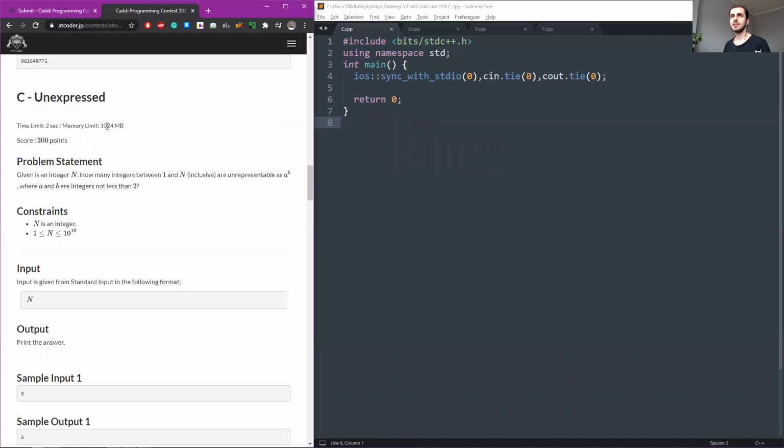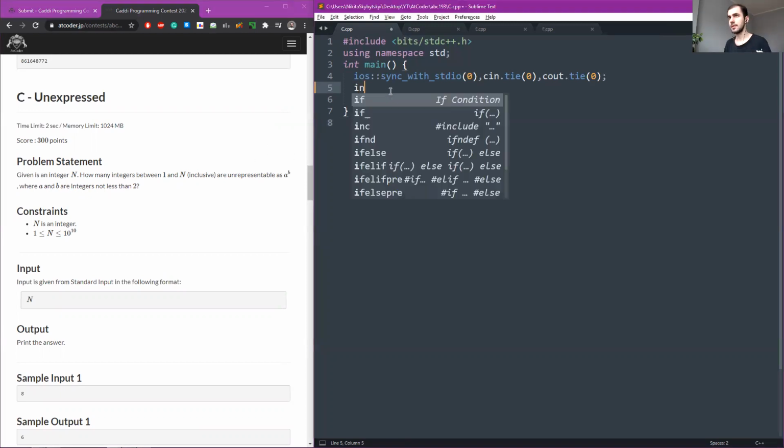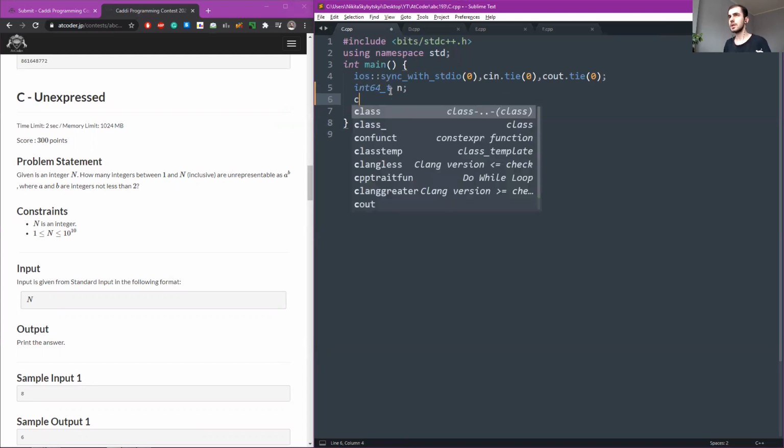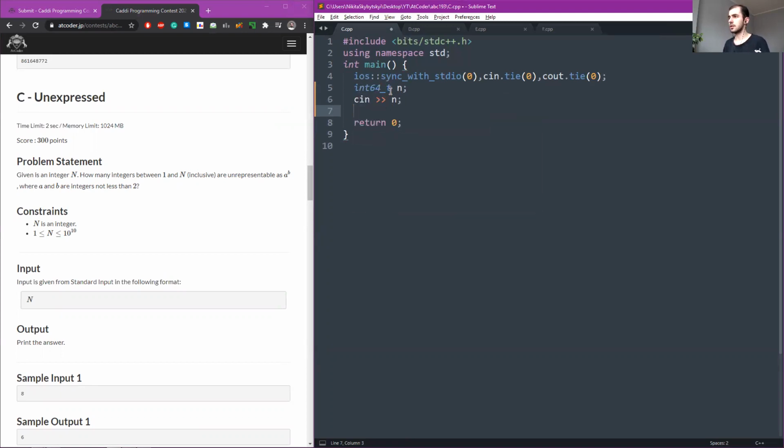Problem C, unexpressed. Given an integer n, how many integers between 1 and n inclusive are unrepresentable as some power, where both integers are not less than 1? Well, that's kind of classic. So the thing you want to do is, there are not all that many powers, right? Like the most ones that you have are squares. Another sets, I believe. Yes, that should be fine.